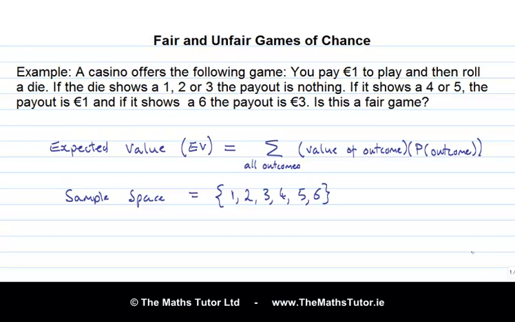Now we want to calculate the expected value, so we need to work out the value of each of these outcomes and the probability of the outcome. When we talk about the value of the outcome, what we mean is what payout that outcome corresponds to. We can use a table to help us do the calculation of expected value.